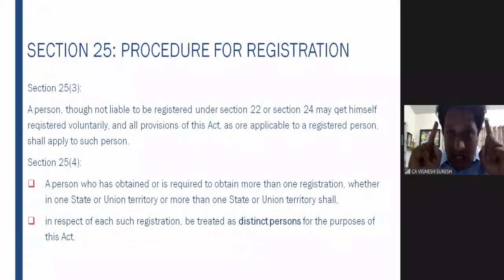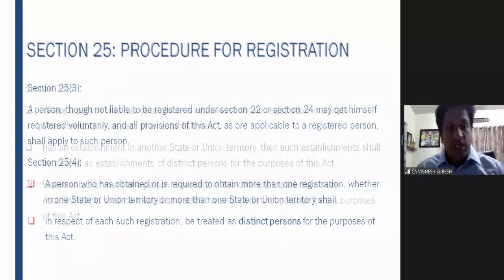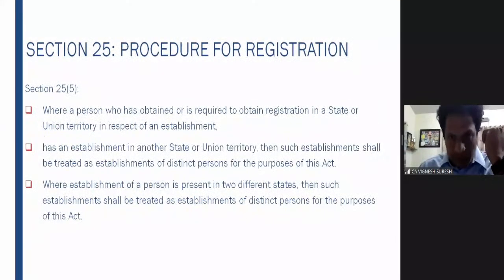That is, as far as the GST concept is concerned, these two registrations, even though owned by a single person, will both be considered as different persons. That is a distinct person for the purpose of GST. That is your 25 subsection 4. Right?